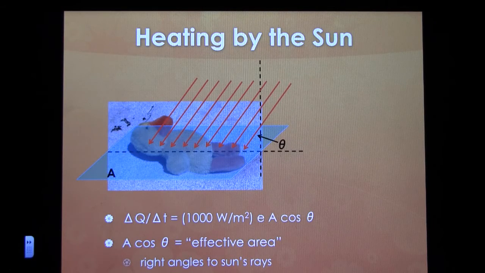Well, because the rays don't strike the surface of the object exactly perpendicular, or at a 90-degree angle, we need to find the effective area, the area that is perpendicular to the sun's rays, which looks like this. Because of alternate interior angles, theta is also the angle between the horizontal axis and the effective area. So the effective area, that blue line, is equal to A times the cosine of theta.